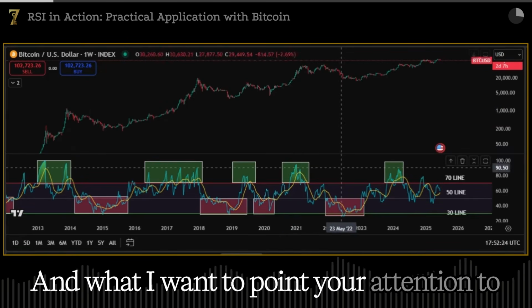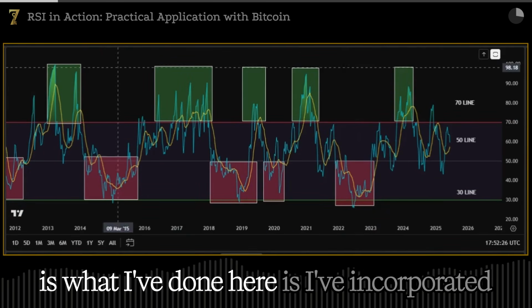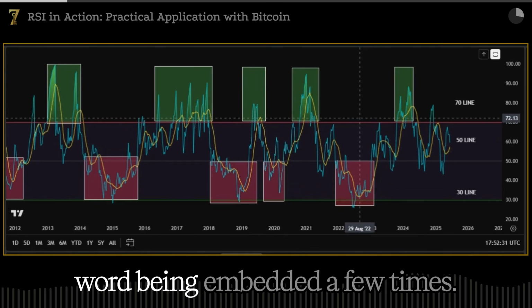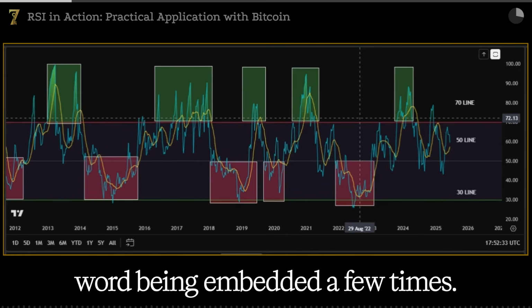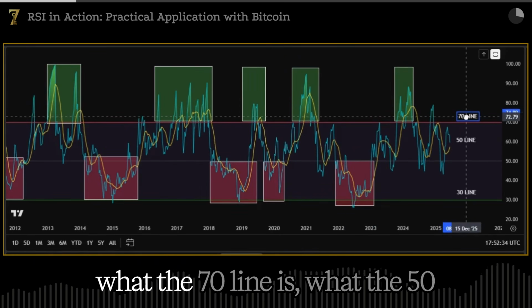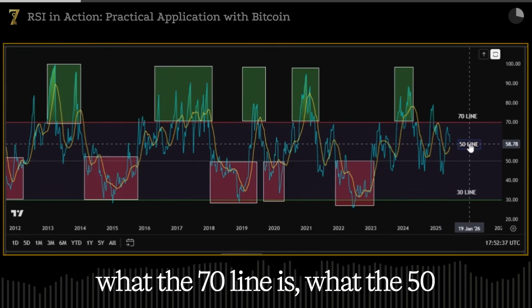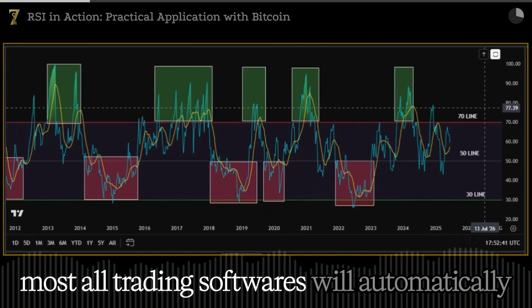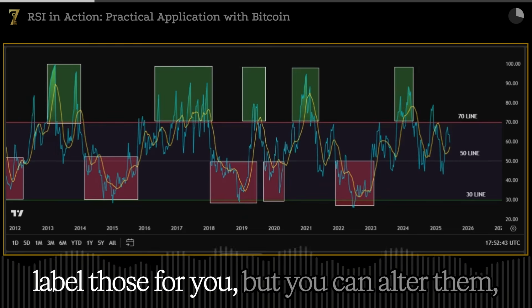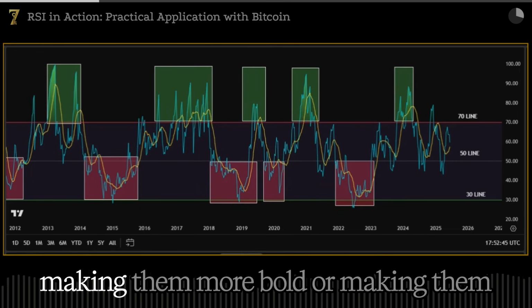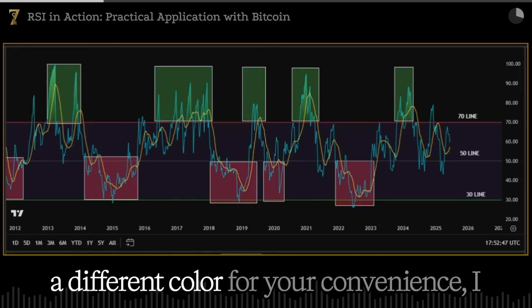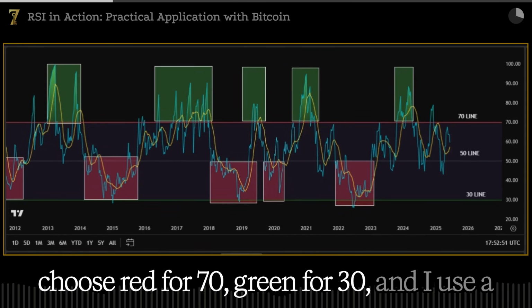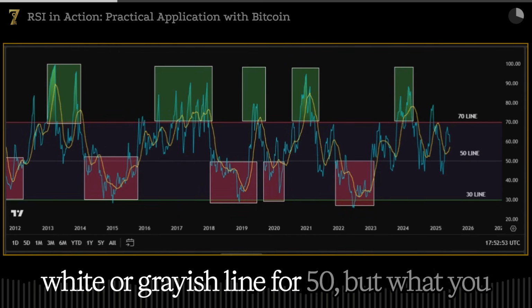And what I want to point your attention to is what I've done here: I've incorporated a few boxes because I mentioned the word being embedded a few times. You need to know first and foremost what the 70 line is, what the 50 line is, and what the 30 line is. And most all trading software will automatically label those for you, but you can alter them, making them more bold or a different color for your convenience. I choose red for 70, green for 30, and I use a white or grayish line for 50.